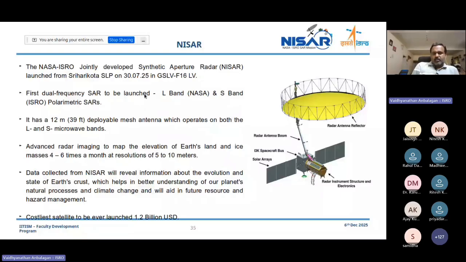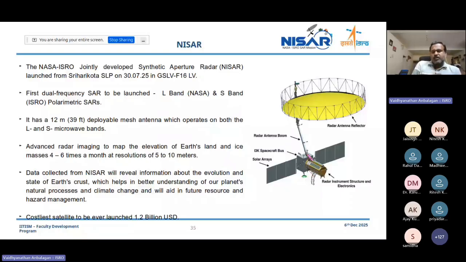So here, being a dual synthetic aperture radar, an L band SAR was designed by NASA, and an S-band SAR, a polarimetric radar, was designed by ISRO, and this particular satellite has both of it, and this is a joint version made by both. And the main advantage of this particular thing is it can map the entire Earth, even the icebergs getting depleted, up to a resolution of 5 to 10 meters. Up to 5 to 10 meters, a small iceberg.